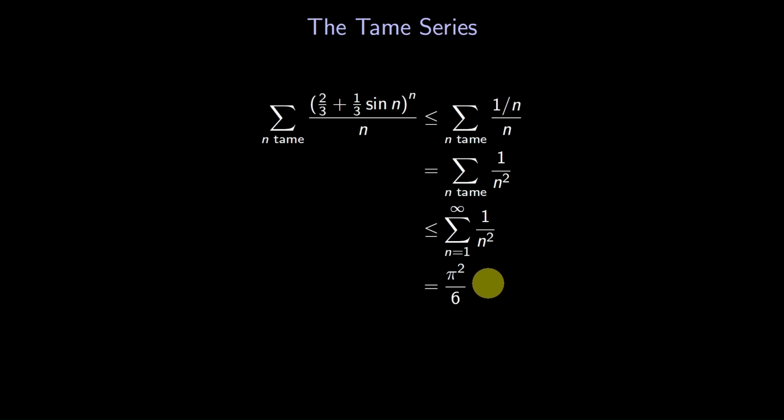We've bounded the tame series by a larger convergent series. What does that mean about the tame series? It converges too. Yay! We crafted the definition of tame to make sure the tame series converges. We no longer have to worry about the tame numbers. The rest of our work will focus on the wild numbers.